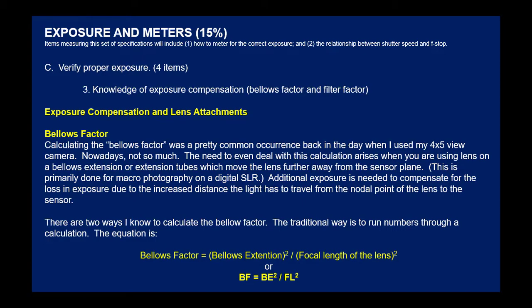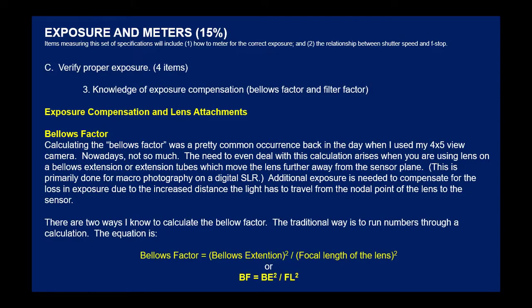We're now on section 3, which is knowledge of exposure compensation, including bellows factor and filter factors. If you'll remember, in an earlier study we talked about the use of bellows between the lens and the camera in order to create close-up or macro images. As you move the principal plane further away from the focal plane, then you also experience light fall off. So it's important to know how to calculate how much additional exposure would be needed when you're using bellows or extension tubes.